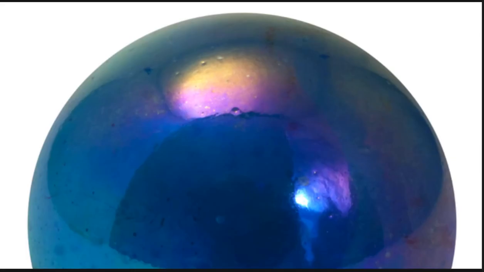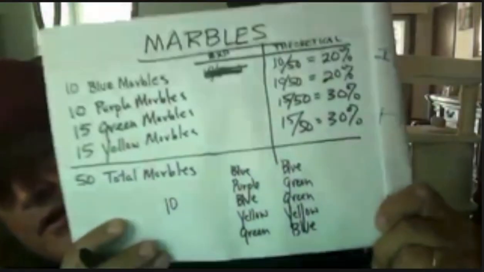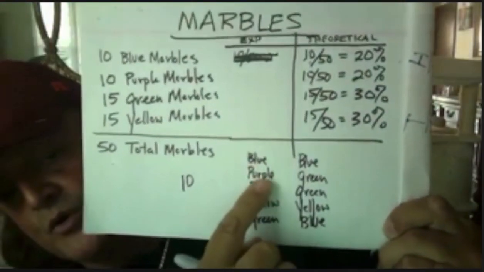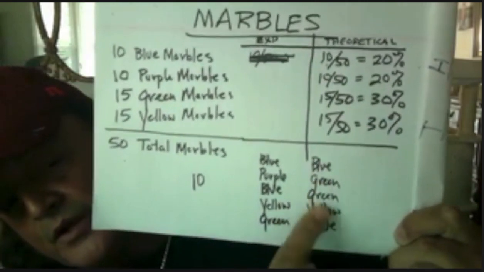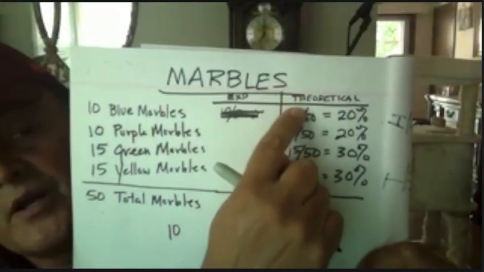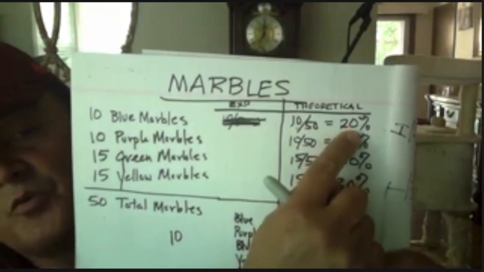And this next one is blue. That's the last one. All right, so I've recorded the 10 trials. Blue, purple, blue, yellow, green, blue, green, green, yellow, blue. So when we put all our numbers together, we had a theoretical probability of 10 out of 50 or 20%.